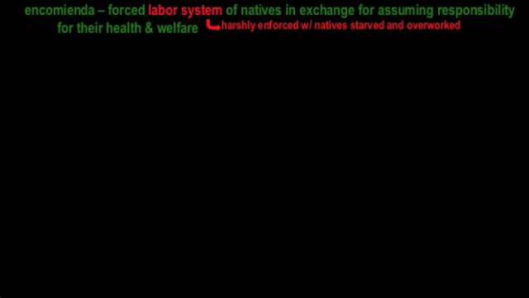And this new form of labor took the form of the encomienda, a forced labor system of natives in exchange for assuming responsibility for their health and welfare. Now, the health and welfare aspect, the Spanish only cared about as much as it related to how they got their work done. So this forced labor was usually very harshly enforced, with the natives being starved and overworked. They really didn't care about their health and welfare outside of whether they could get the work done that the Spanish were requiring of them.